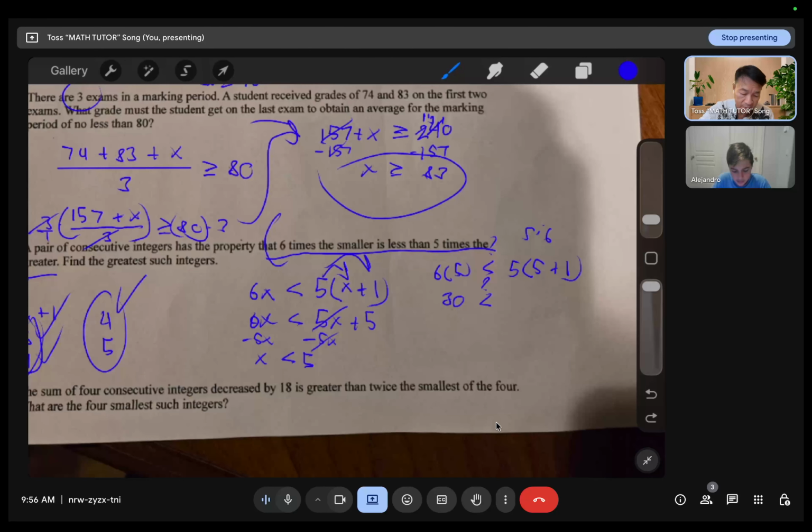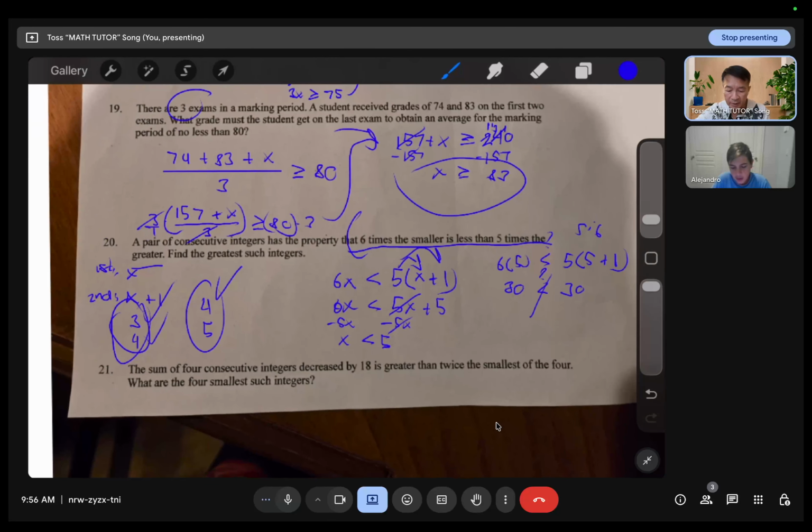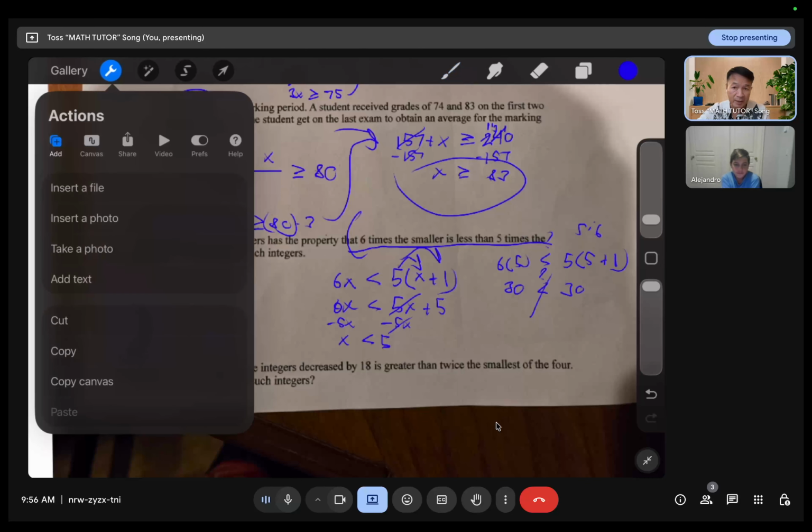It's true. Here's 30. 30 is not less than 30. That's false. That's why it's not true. You cannot use the 5. So the answer better be 3 and 4, not 5. Is that okay? I hope you're okay with that. Now, your teacher may say otherwise, but you can prove it by plugging it back in.